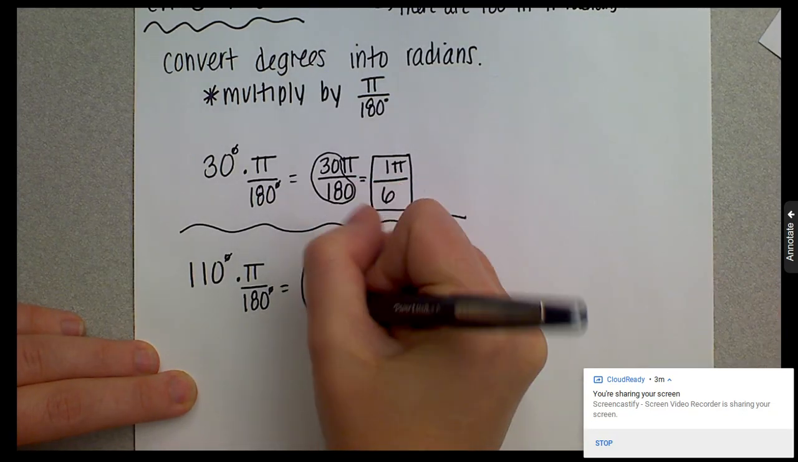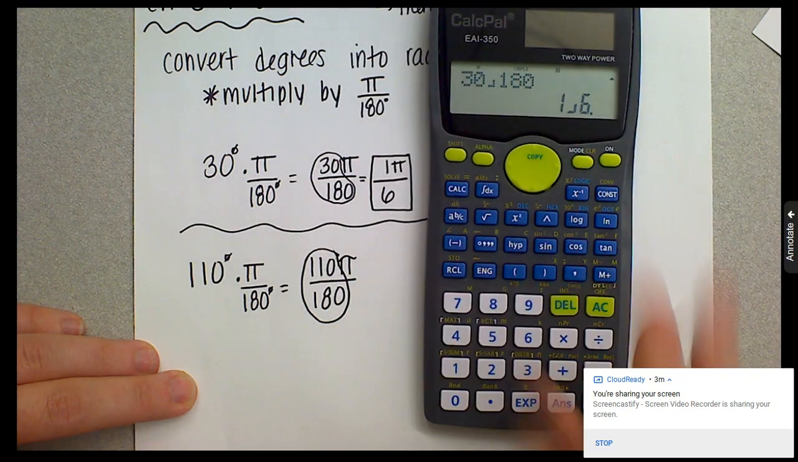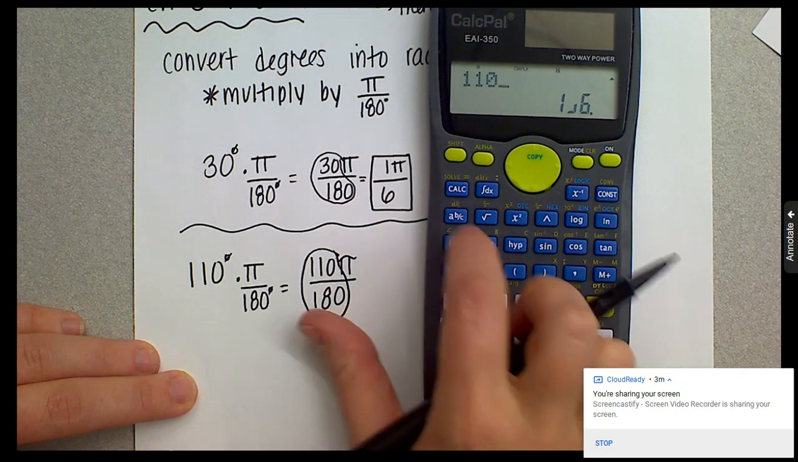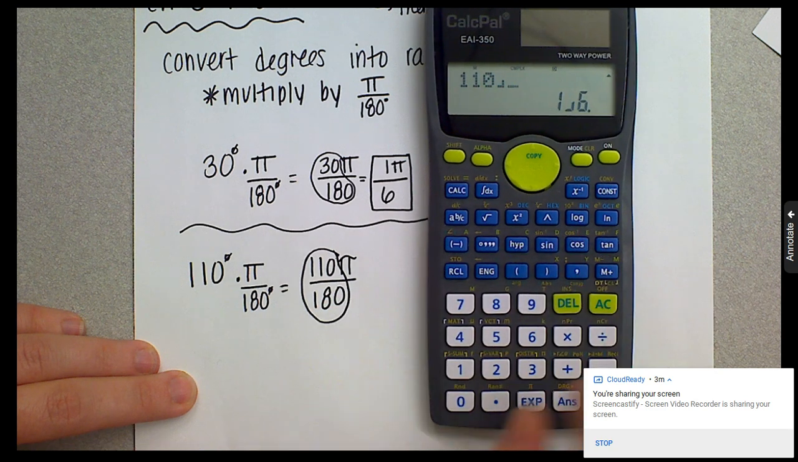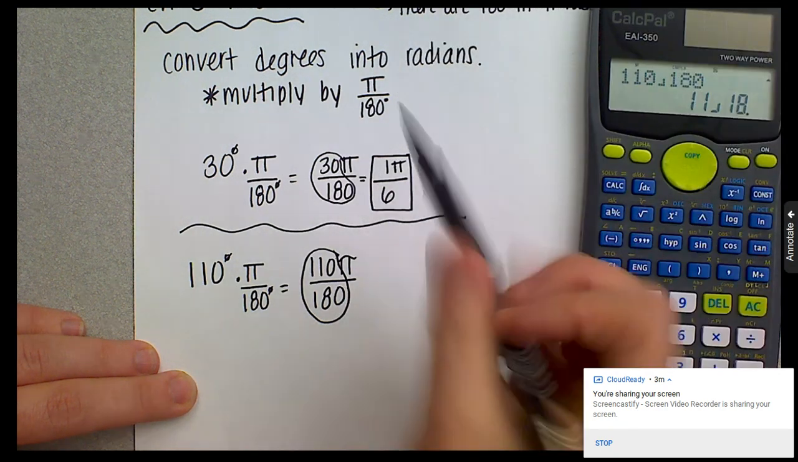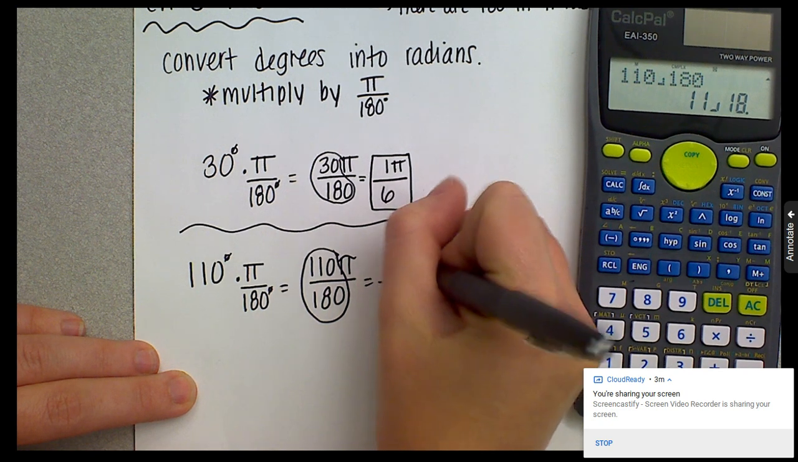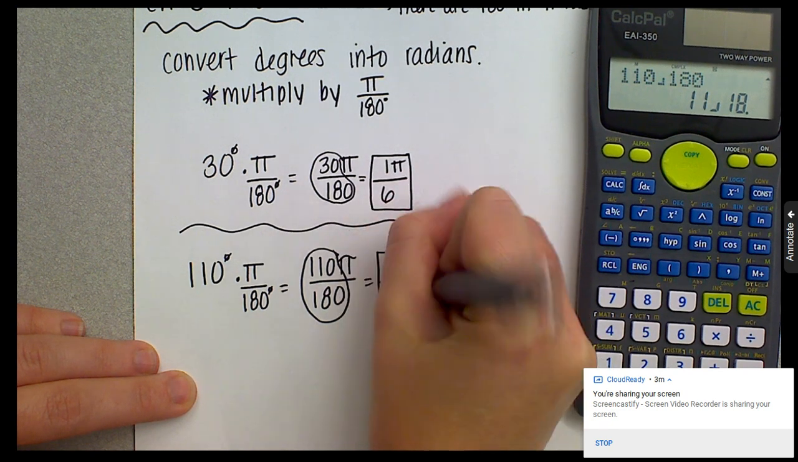I want to reduce this, so I'm going to grab my calculator. I'm going to do 110, hit my fraction button, 180, and press enter. So that's my nice reduced fraction there. Once again, that means 11 over 18. So this would come out to 11 over 18. And once again, I'm just going to throw my pi back in to get my final answer.